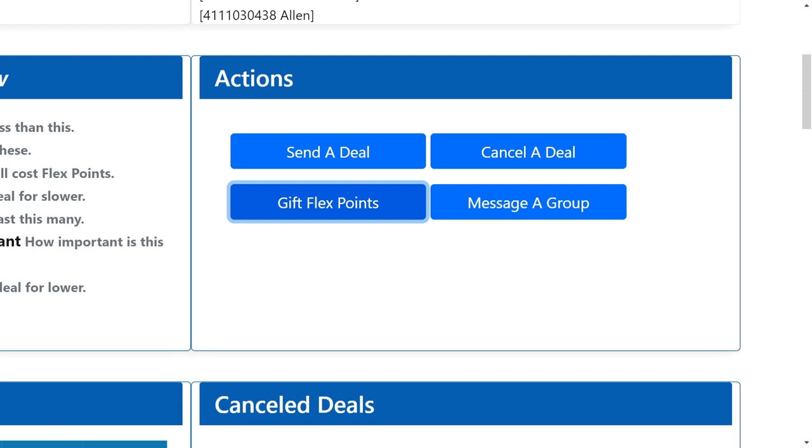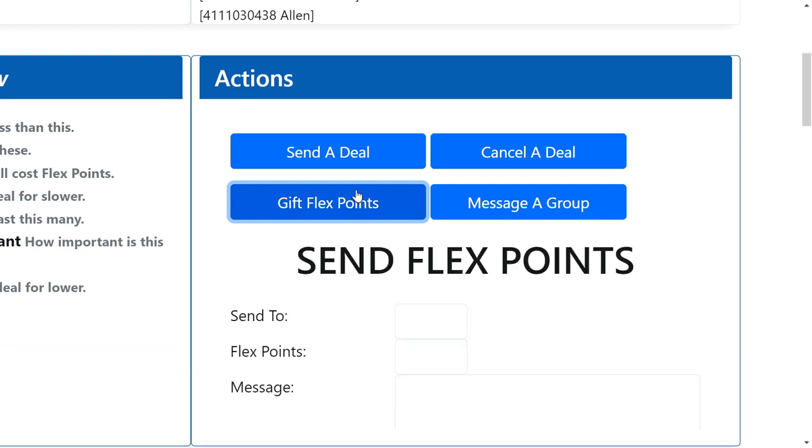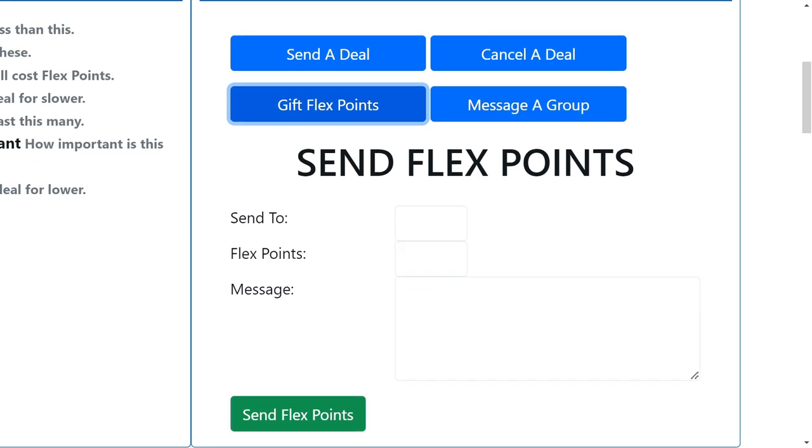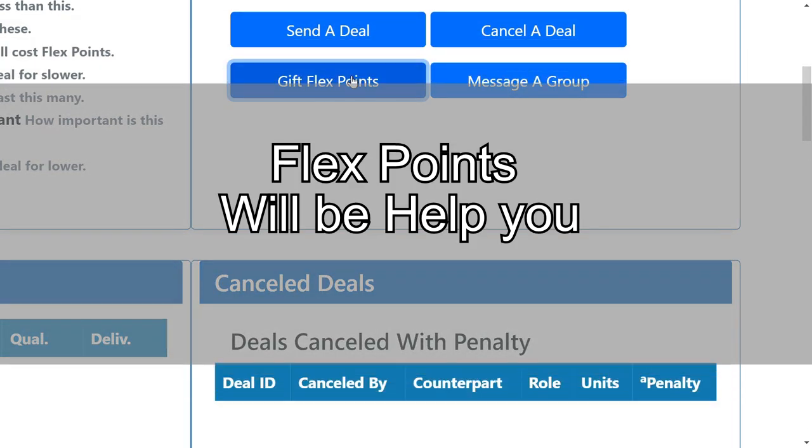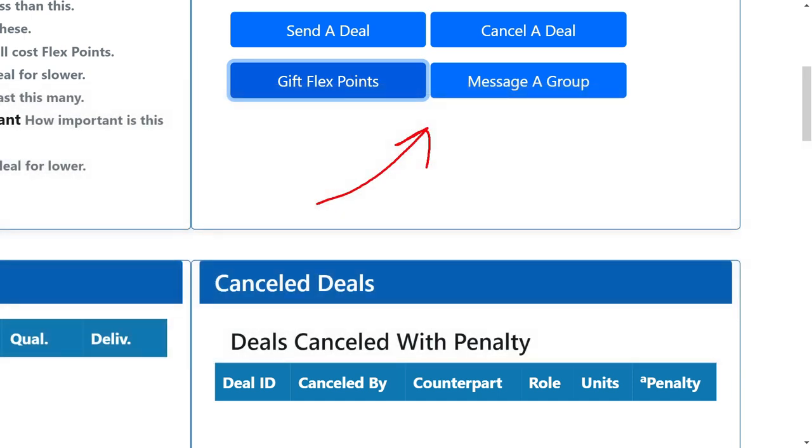You can work together. And one way to do that is maybe to send some flex points. Or you could ask a group if you want to finalize a deal. Maybe they should send you some extra flex points as part of the deal. Just a very quick reminder, what do flex points do? Flex points will help increase your score, remember? And it will help you to get a higher score.